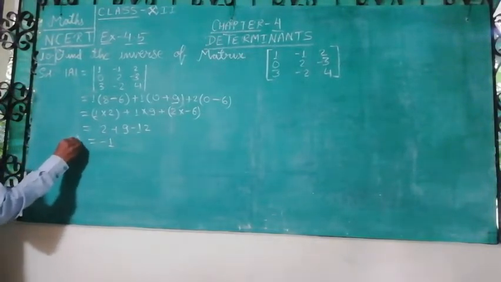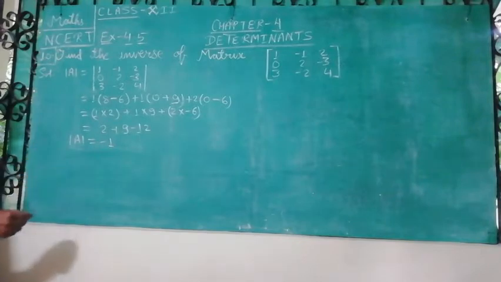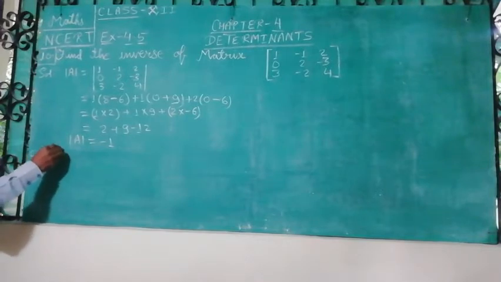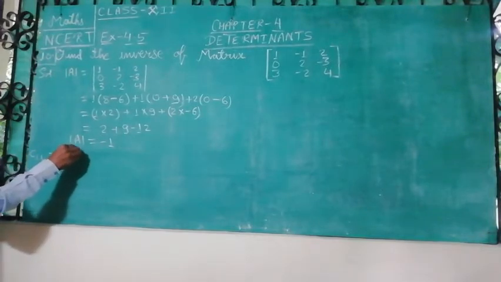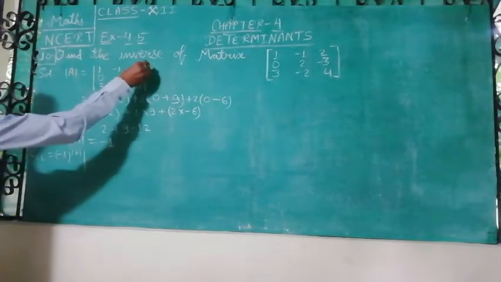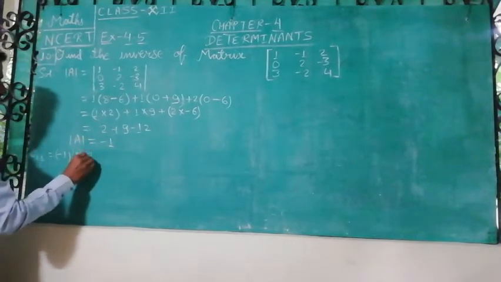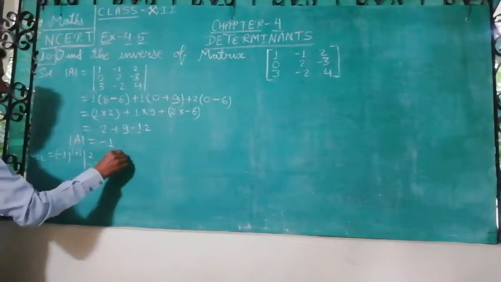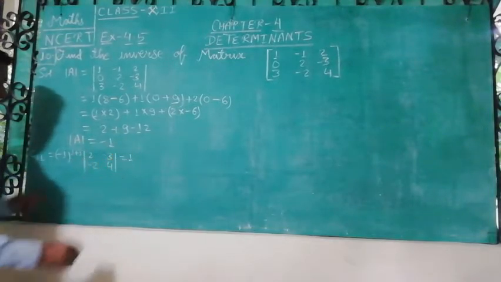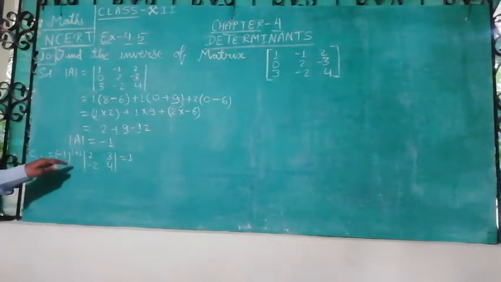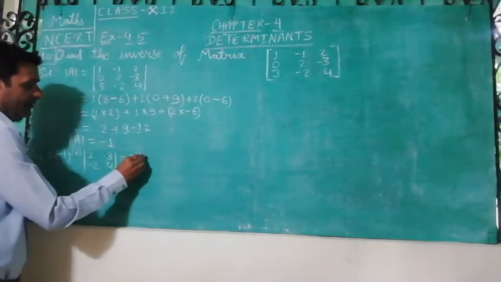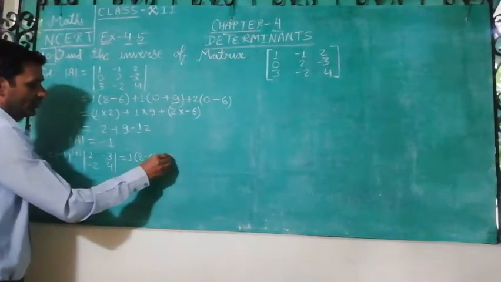Now let us find C11. Cofactors we have to find now. C11 will be equal to (-1) raised to the power 1 plus 1, and then the first row and first column will be eliminated: 2, -3; -2, 4. So it will be equal to plus 1, because here it is (-1) raised to the power 2, which is an even number. So 2 4s are 8 minus 6, that is equal to 2.